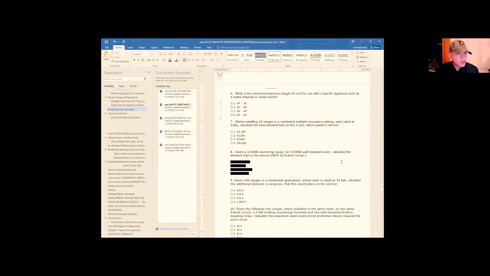We go back and add that dryer back in here. Actually, the demand on the service for those units there, and we just had one 4,500 there.